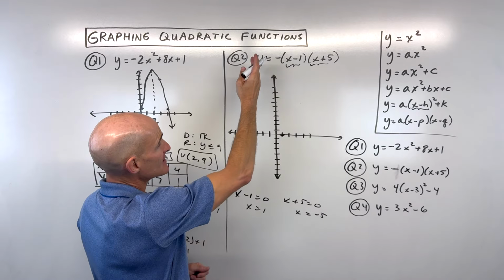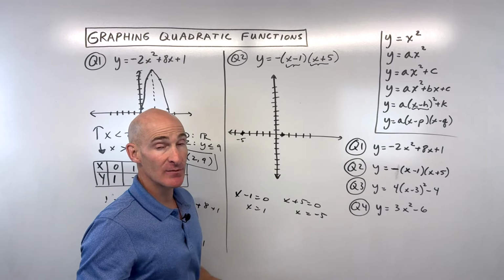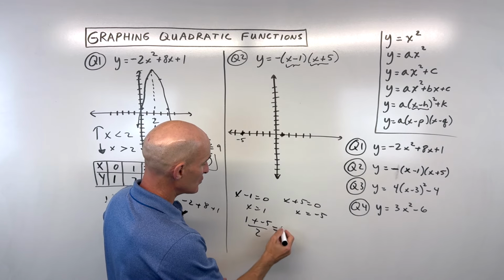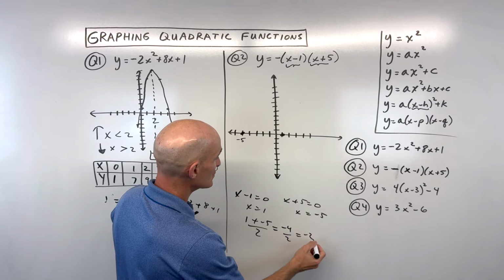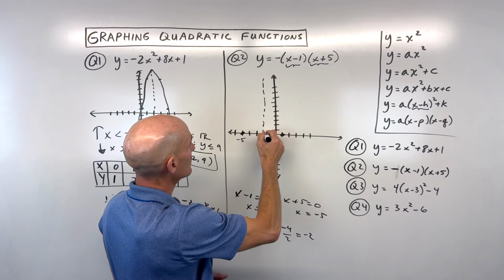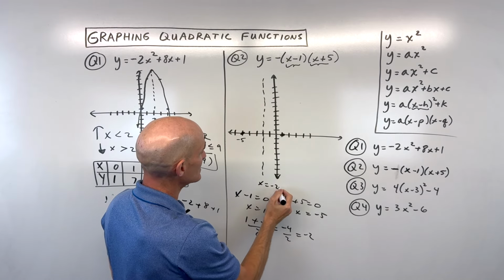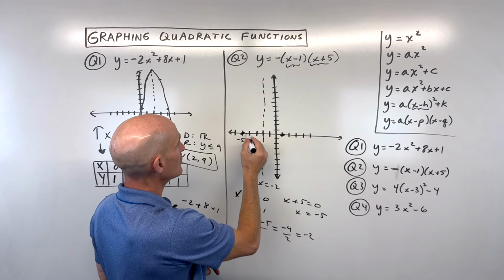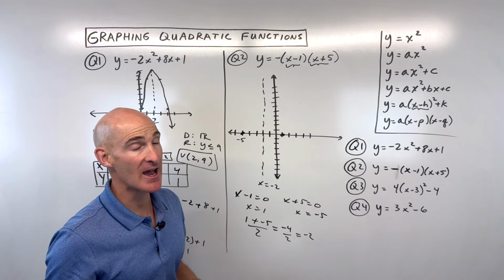Now to find the axis of symmetry, it's going to be halfway between those values. So what I can do is I can add them together and divide by 2. So that's -4 divided by 2, which is -2. Right here, that's our axis of symmetry. You can also count towards the middle. See, 1, 2, 3, 1, 2, 3. It's the same on both sides.